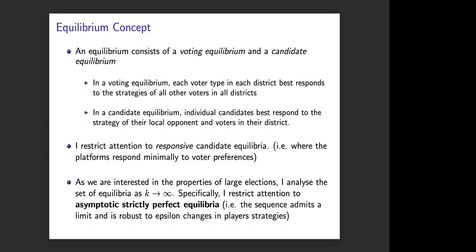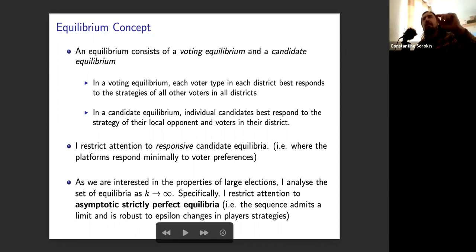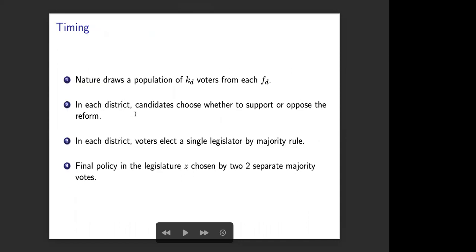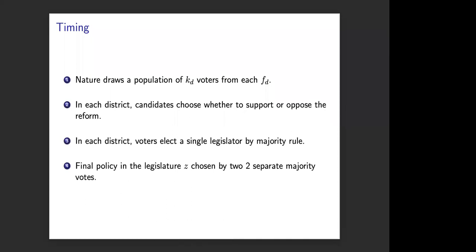May I ask a question? Sure. What's the timing? Are they all making their choices at the same time, both candidates and voters, or is there someone going first? Good question. The candidates go first. The candidates know the distribution that voters are drawn from, so they know how many voters on average there'll be in each district and their preferences and so on. Knowing that, they simultaneously in each district make their decisions on whether to be pro or anti-reform.